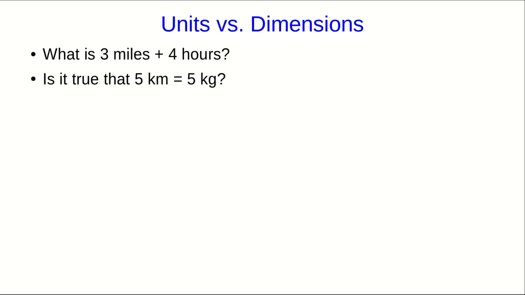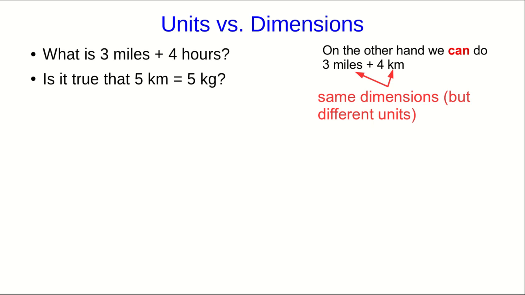You can't add miles and hours, and you can't equate kilometers and kilograms. On the other hand, you can calculate 3 miles plus 4 kilometers, although you'd better be careful because you'll have to convert the miles to kilometers or the kilometers to miles first before you carry out the addition. The point is that miles and kilometers may be different units, but they are the same dimensions. They are both units of length. And so they're convertible to each other, and so we can add them.